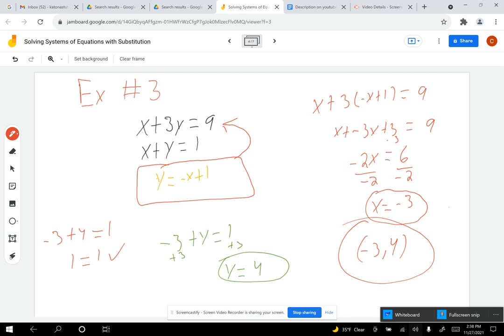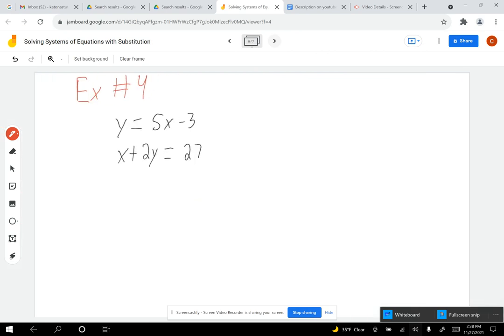Hopefully by now this is starting to make more sense, but there's a couple more examples just so you get the hang of it. Now, example number 4. Look at that. They were nice to you. They gave you one of the variables by itself. So this is going to be our saving grace. Less work for us. Let's plug 5x minus 3 into y on the bottom equation.